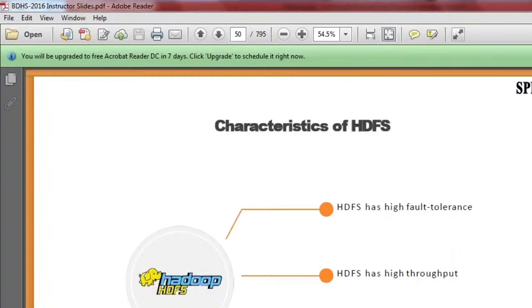Dheeraj, I have a question. As you said, we maintain the same file in multiple nodes for reliability, and we send the same program to multiple nodes for processing. So is the same data processed multiple times on multiple nodes? No, no. You process only one copy at a time.